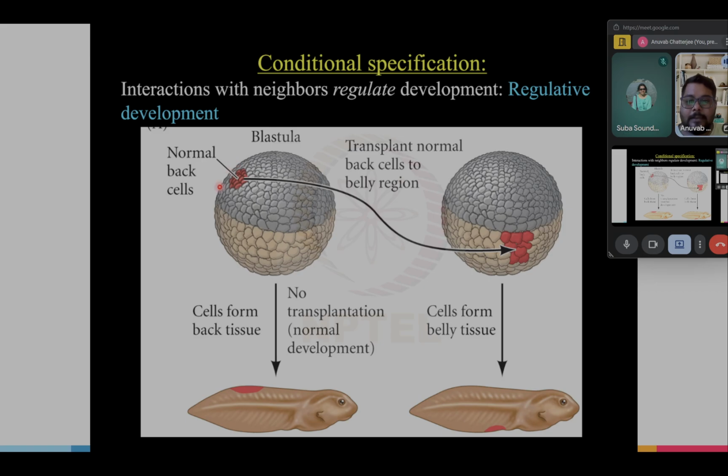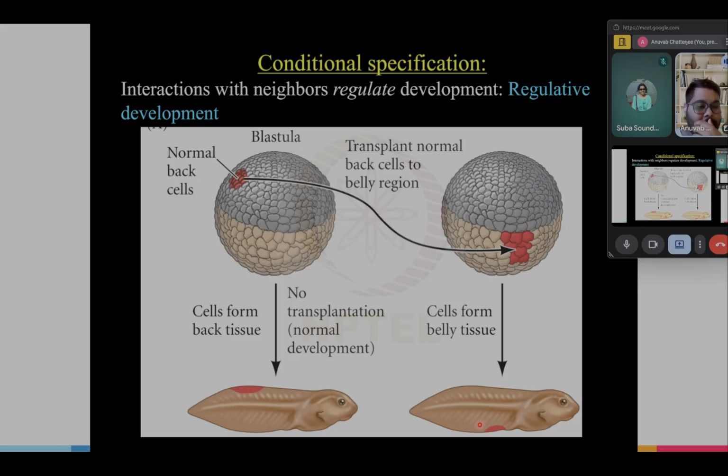Similarly, cells which were supposed to normally make a fin, when transplanted here, form the gill-like structures because they listened to the surrounding cells and were asked to form a gill, and it formed a gill. So, conditional specification, in which cells are not predetermined to form what they are going to form. They can be influenced and they can change their fate depending on where you exactly put them.